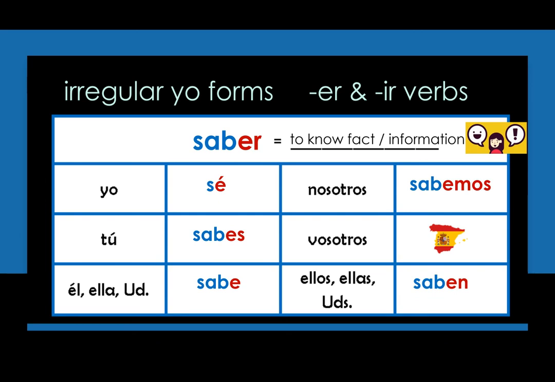The root is SAB. When we chop and add, it becomes sabes, sabe, sabemos, saben. Those four parts are regular. But look at that yo form. Wow, there was a big change there. It is completely irregular. If you notice, we dropped the A and the B, and we only kept the S. And not only did it take an E instead of an O, but the E is accented. So if you want to say, I know a lot about history, yo sé mucho de la historia.